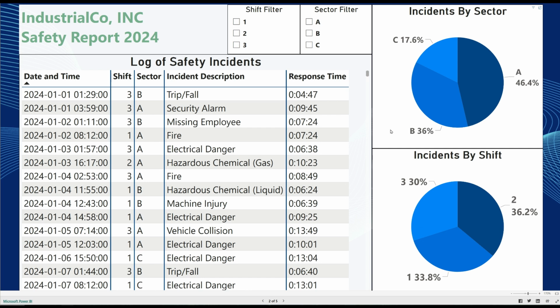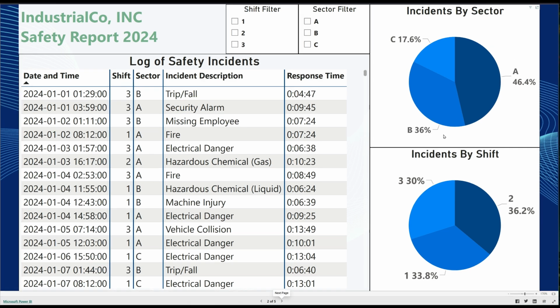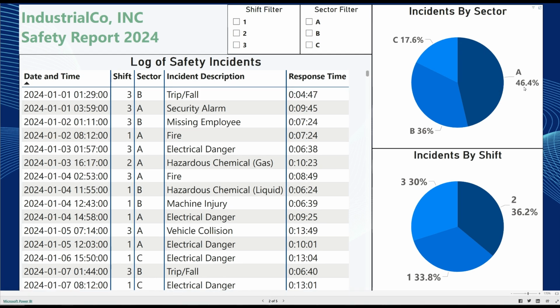Looking at this high level overview, there is one thing that does immediately pop out to me, and that is on the incidents by sector chart. We can see that sector A has way more than the other two sectors. And remember, one of the things we established is that there's an equal number of employees on each shift in each sector. Just seeing half of them take place in one sector is pretty troubling.